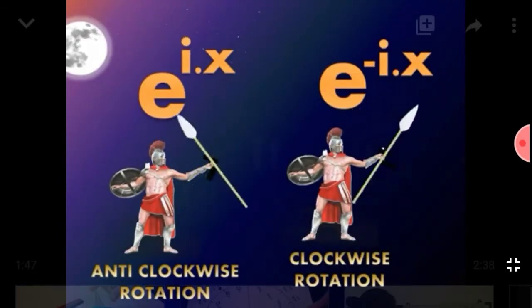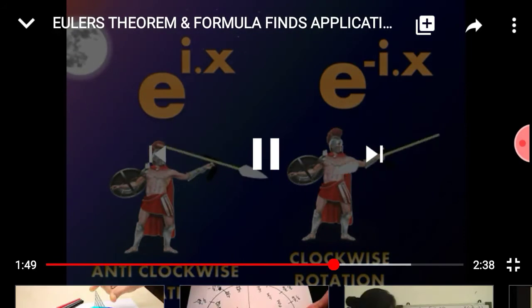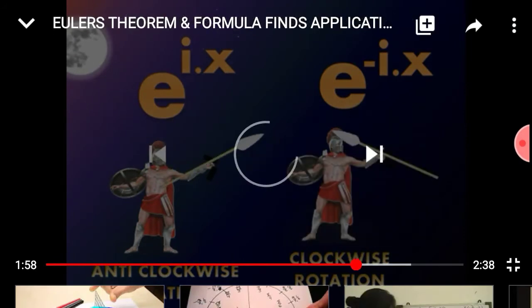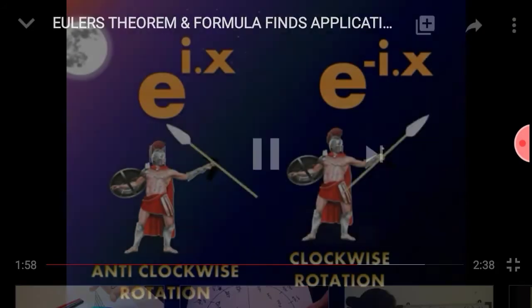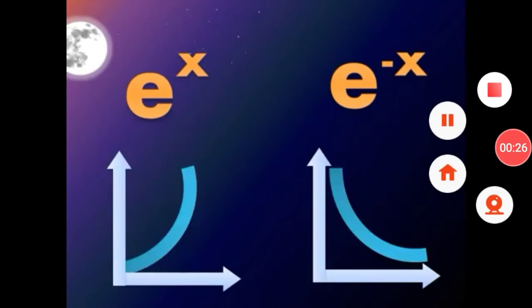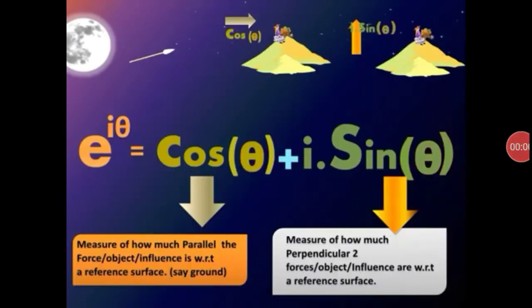E raised to ix means rotation in the anti-clockwise direction, and e raised to minus ix denotes rotation in the clockwise direction. E raised to x, on the other hand, denotes increase. E raised to minus x denotes decrease. Now instead of x, just put theta, e raised to i theta. You might have seen this formula as e raised to i theta equals cos theta plus i sin theta.